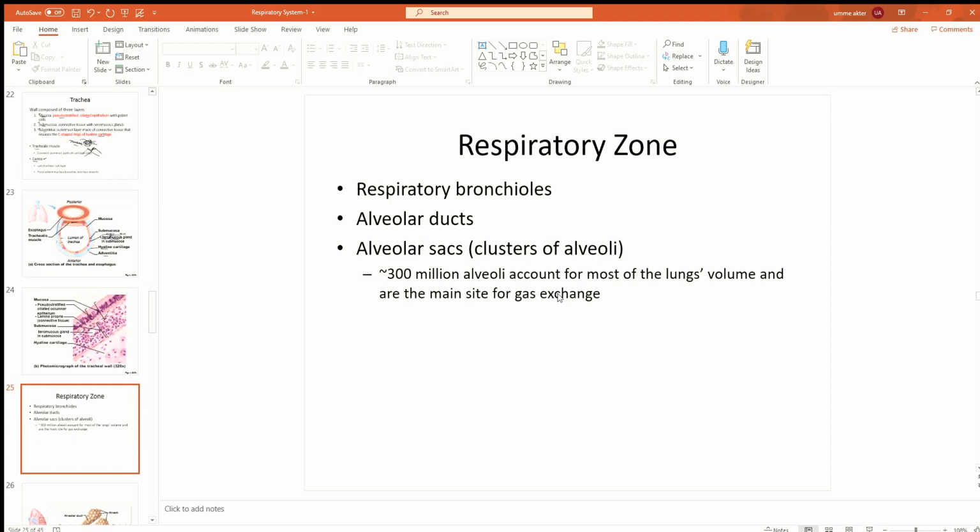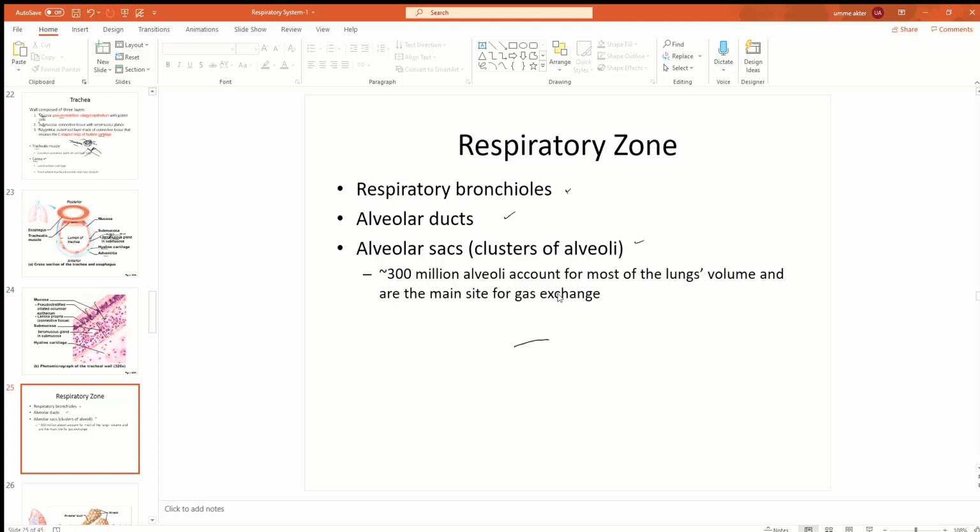Respiratory zone, I have mentioned three structures, the last three parts. Okay. In the lung you have about 300 million alveoli. So just think how small the alveoli are, and alveoli are actually the tiny air balls.